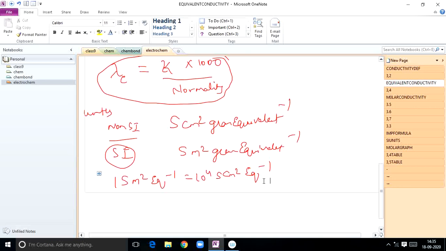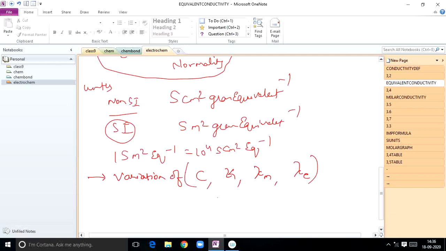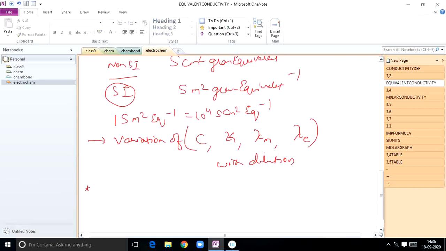Variation of conductance, specific conductance, molar conductance and equivalent conductance with dilution. Next topic, students. Variation of conductance, specific conductance, molar conductivity, equivalent conductivity with dilution. What happens to them? That is an important key point for objective.